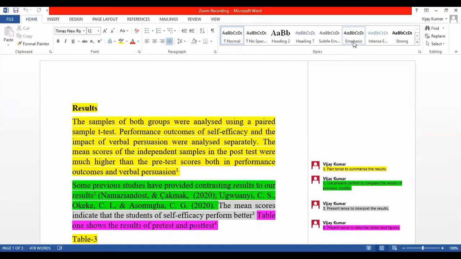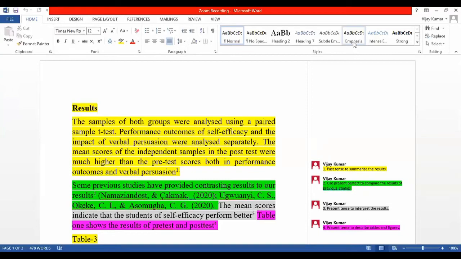But to compare your results with the results of the earlier studies, you use the present perfect. Look at the sentences highlighted in green. Some previous studies have provided contrasting results to our studies. So whenever you compare the results of your studies to previous studies, which you actually do in your results section, you have to use the present perfect.